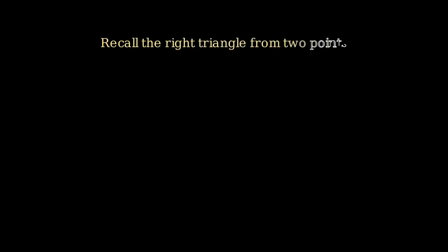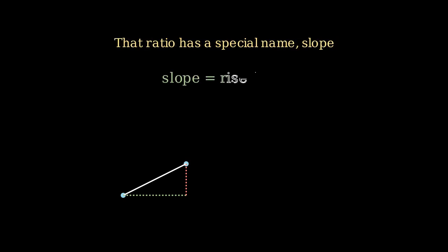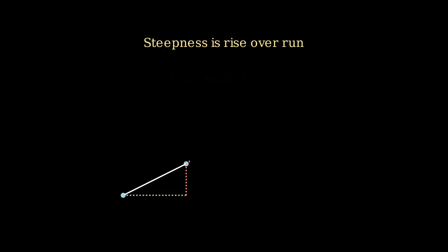In our last video, we built a right triangle from 2 points to find the distance between them using the hypotenuse. Today we ask a different question. What if, instead of the hypotenuse, we just look at the ratio of the two legs, the vertical leg over the horizontal leg? That ratio has a name. It is called slope.